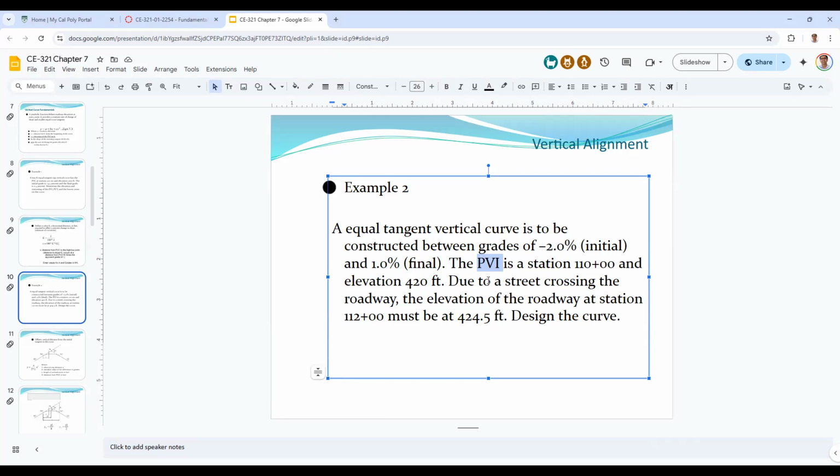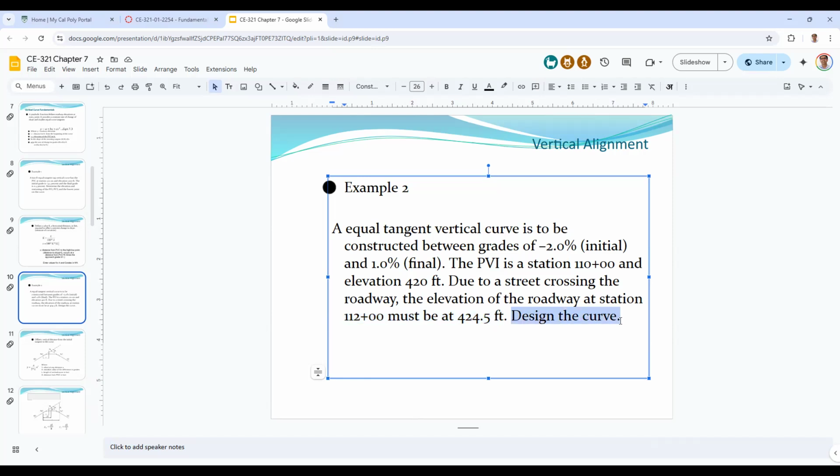And these types of design problems exist all throughout. They show up in the PE exam all the time, and they show up in the real world all the time as well. Because we're not building infrastructure in a vacuum, right? We are building infrastructure over what already exists. So there are always constraints on what we need to do. And in this case, the constraint is that at station 112 plus 00, your elevation has to be 424.5 feet.